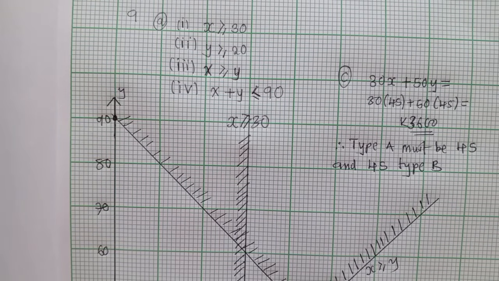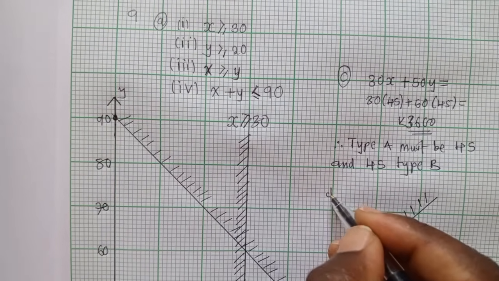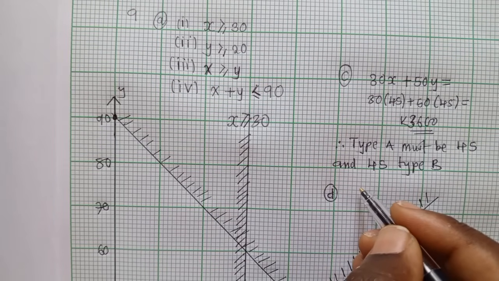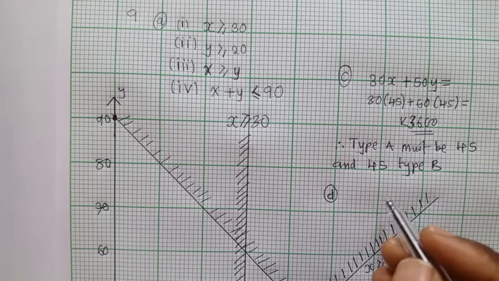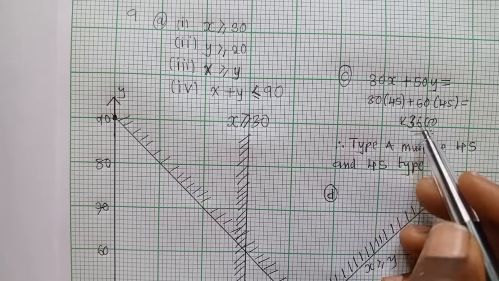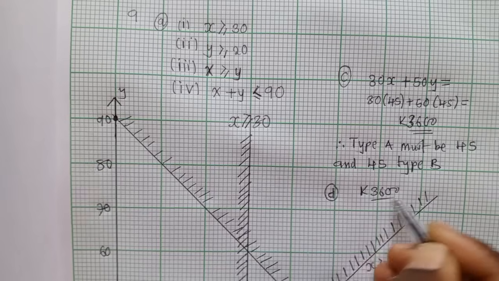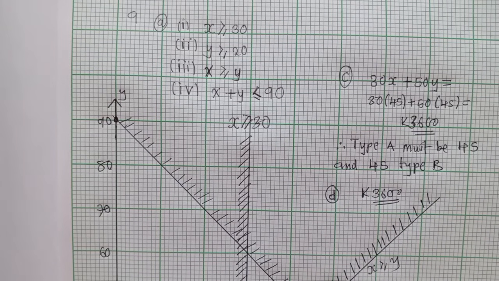Let's go now to the last question. So the last question here, we shall say it's D. They're asking us to calculate the maximum profit. So for the maximum profit, we just get what is here. That is 3,600 kwacha is our maximum profit. So this is how the question was supposed to be answered.